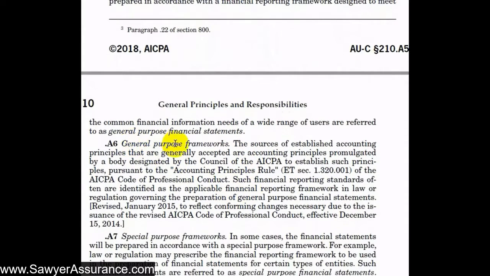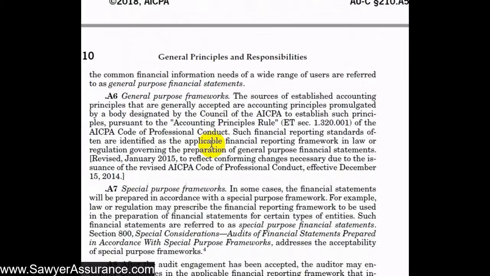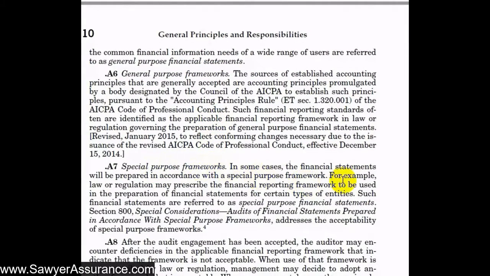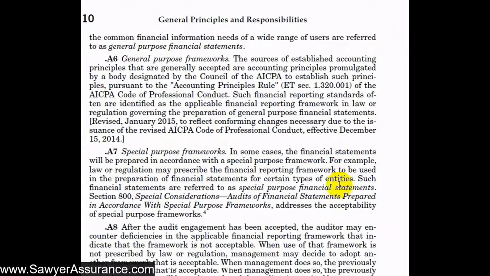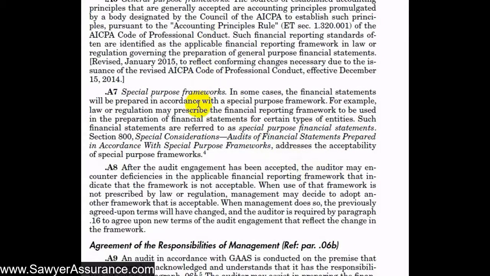There also may be instances where we need special purpose frameworks. For instance, laws or regulations might prescribe a certain financial reporting framework that's more appropriate to the users of that financial statement. So, for instance, maybe a cash basis of accounting, modified cash, or tax basis. So, in summary, the auditor needs to make sure that the financial reporting framework is acceptable for the needs of the users of the financial statements.